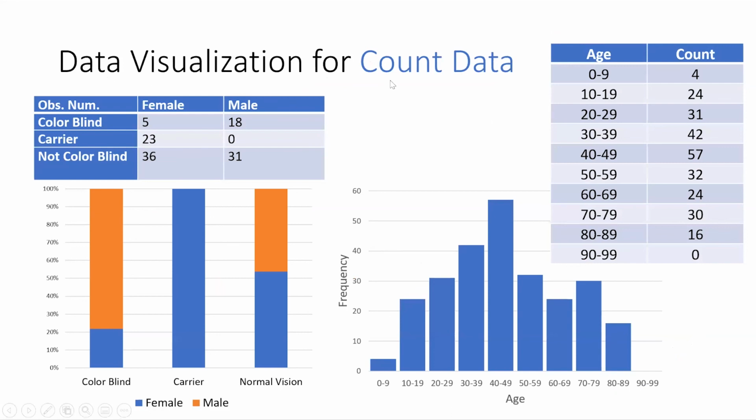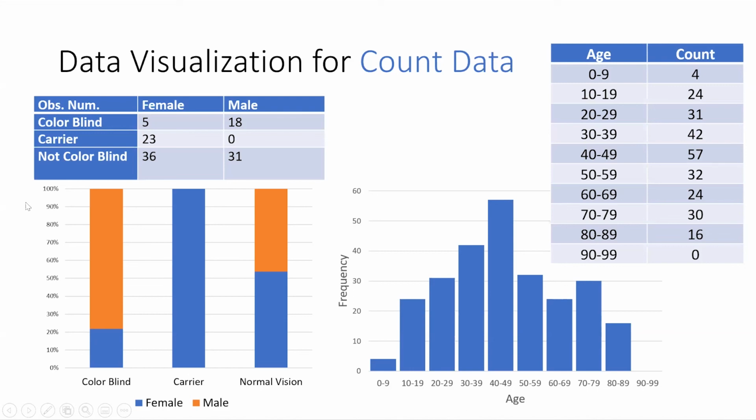So, data visualizations for count data. Again, we've got a histogram and a stacked bar chart, and these are the corresponding data. So here we've got male and female, and then level of color blindness, right? Here we've got colorblind, carrier, normal vision.